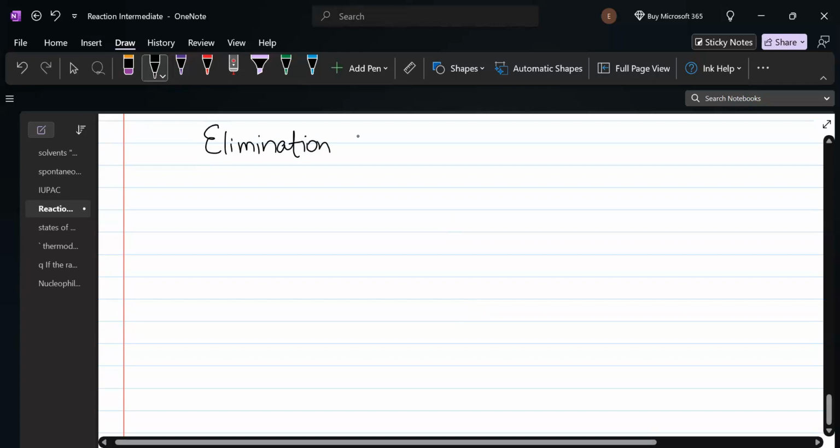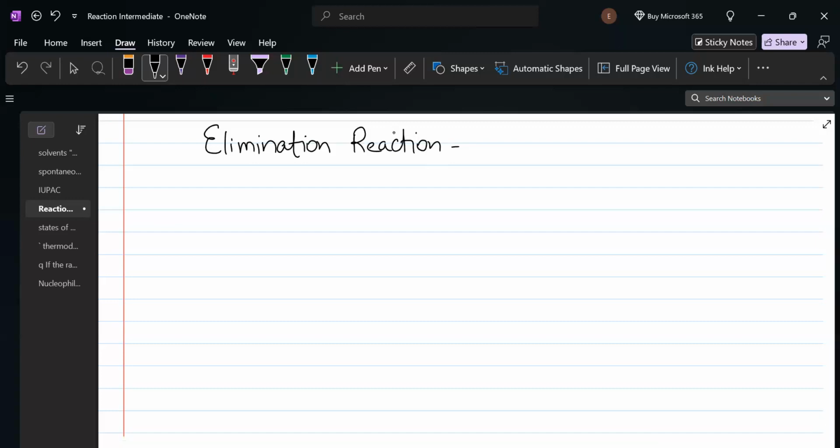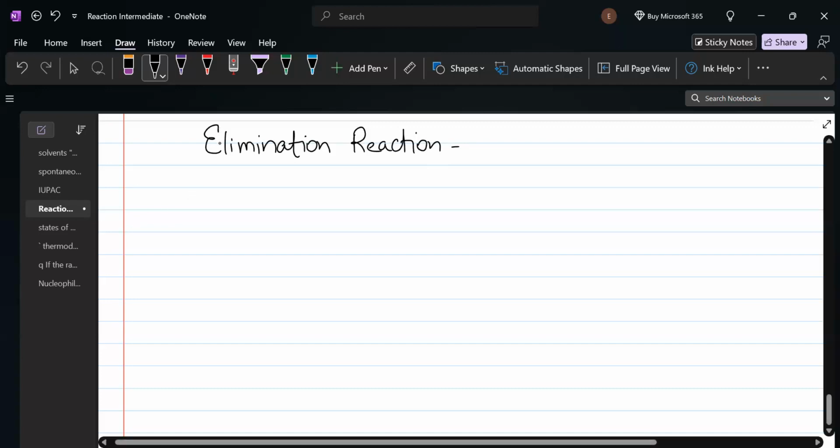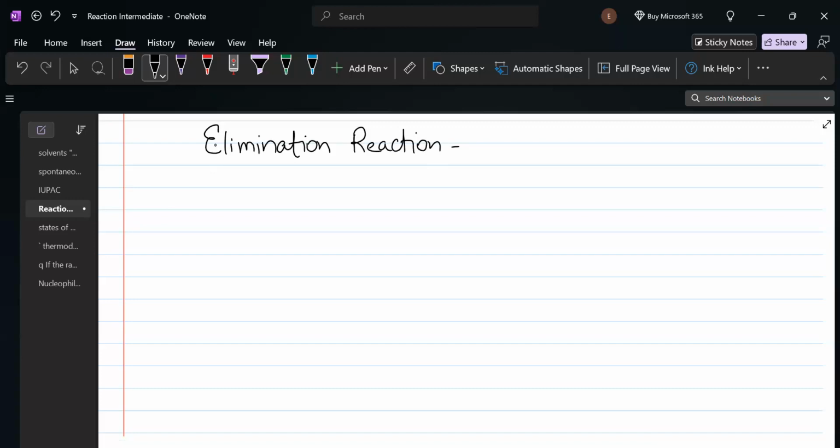Elimination reaction. From the name, you can understand that something is going to be eliminated, right? Yes, sir. Actually, in this, the hydrogen and one leaving group are to be eliminated, and in that place, a pi bond will form. So let's write the definition first. We will discuss.